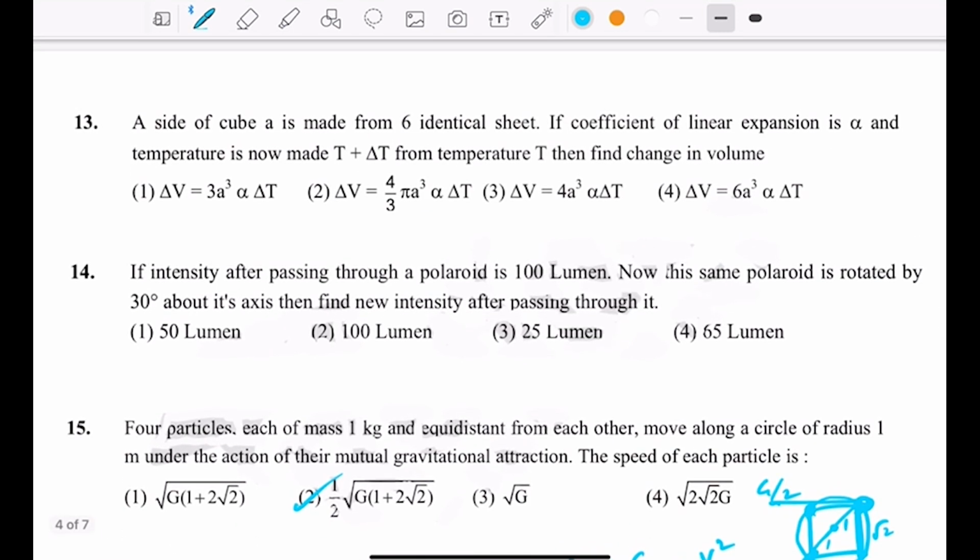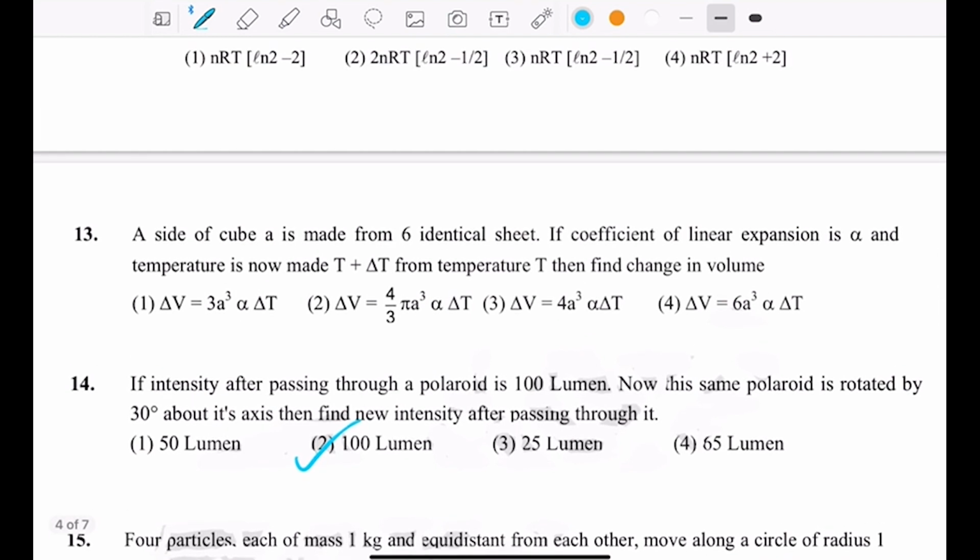Yes, that's it. If intensity after passing through the Polaroid is 100 lumen, now this same Polaroid is rotated by 30 degrees. The new intensity after passing through it? The intensity after passing through a Polaroid is 100 lumen. The same Polaroid is rotated by 30 degrees about its axis. I think no angle is mentioned, so this should be unpolarized light. After passing through unpolarized light, whatever the angle may be, it should be the same.